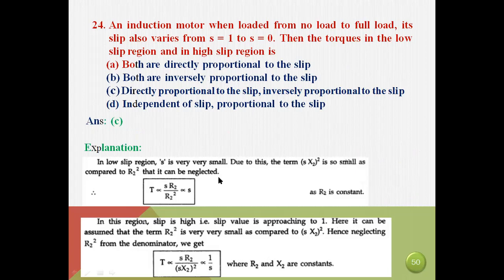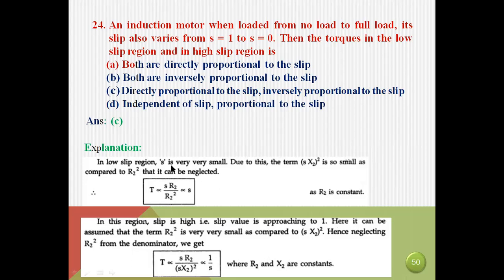If you want to explain theoretically, you can explain like that, because we have seen the equation for the torque. You will get torque equal to S into E2 square R2 upon R2 square plus S X2 square. If we are taking X2, K as a constant, we can directly keep T proportional to S R2 upon R2 square. If we are taking resistance as a constant, we can take torque is directly proportional with the slip.